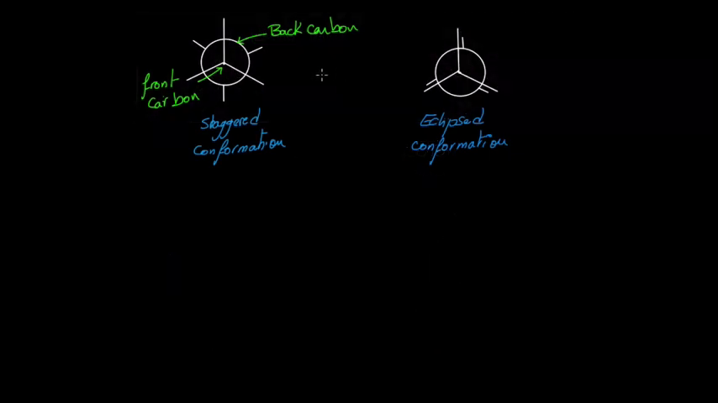Now it's important to mention that staggered is more stable than eclipsed, and this is due to the fact that electron-electron repulsion between bonds in the eclipsed conformation increases its energy compared with the staggered conformation, where the bond electrons are further apart. And this type of strain is called torsional strain.